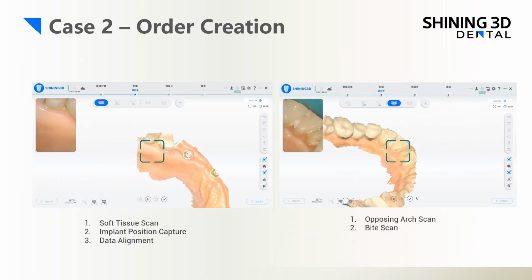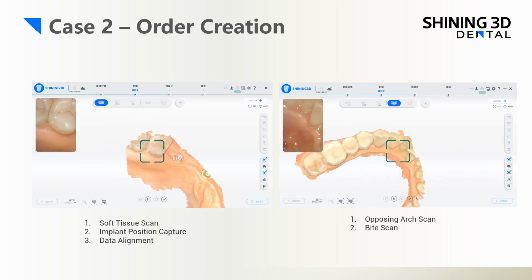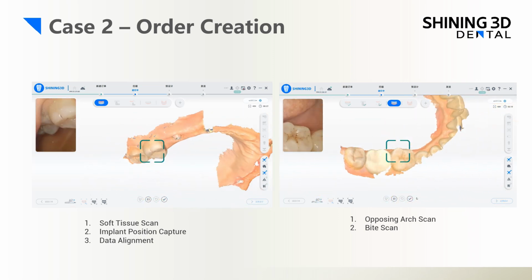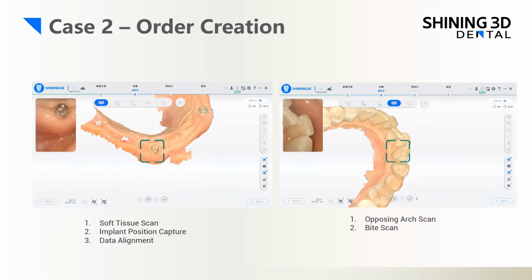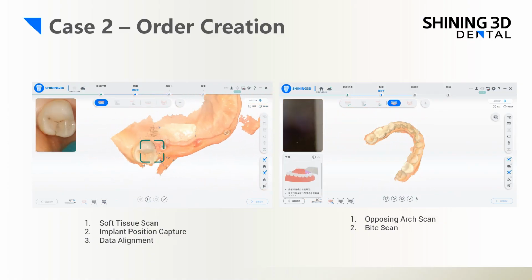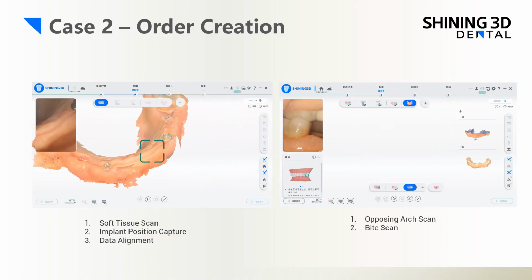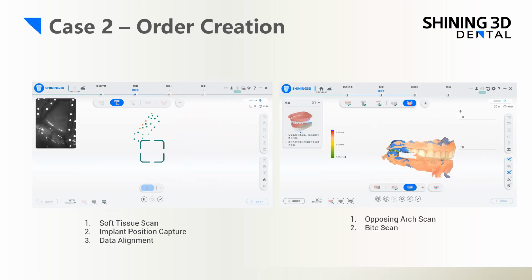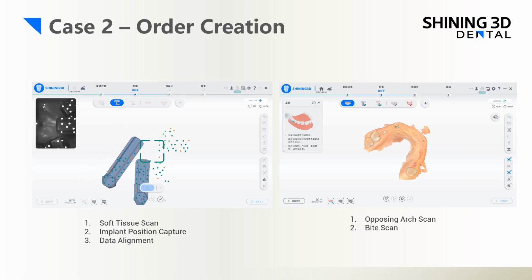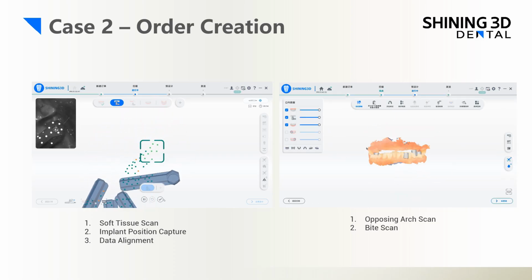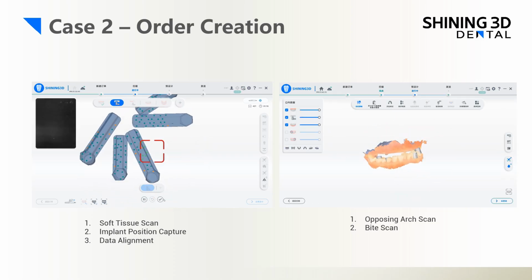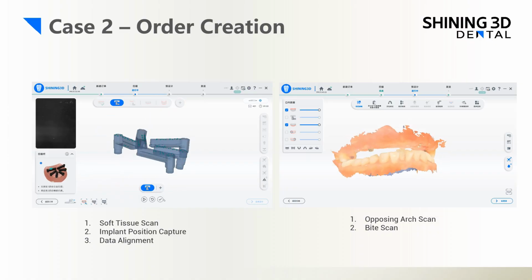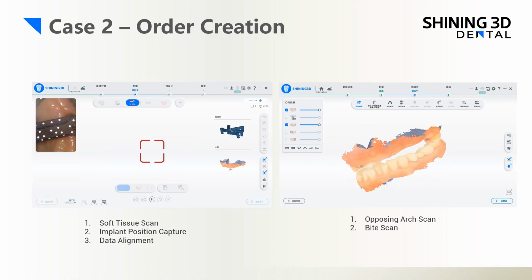If you know what kind of data you need to scan for a specific case, all you need to do is to select the corresponding selections in the order creating interface, and then you just need to follow the instructions on the workflow bar to capture the data step by step. In this case, the natural teeth bite can be used for the bite record, so no pre-op scan step is needed, as indicated in the workflow.